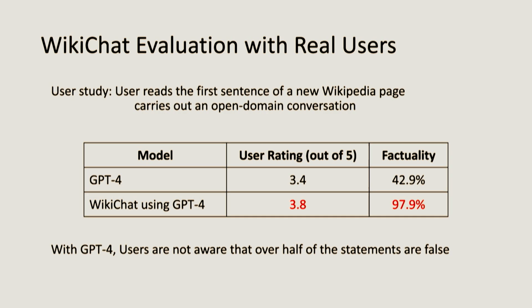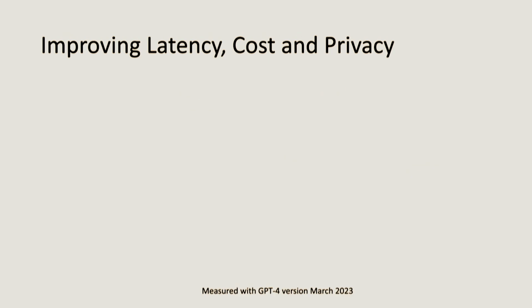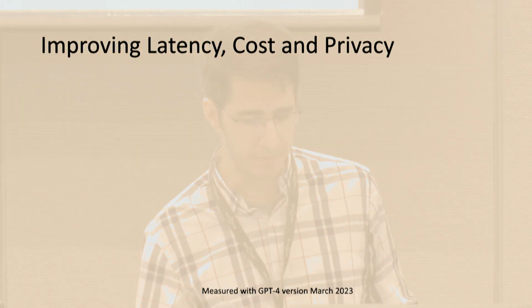I want to spend a couple of minutes talking about the implications for cost, privacy, and latency. So I mentioned that we have this more elaborate way of doing RAG with WikiChat for the sake of improving accuracy and factuality, but it does have some downsides. For example, the cost, because we're making more LLM calls in this case, and the latency goes up a lot. Also, you need to send your data to LLM providers, which is not really desirable for a lot of applications.